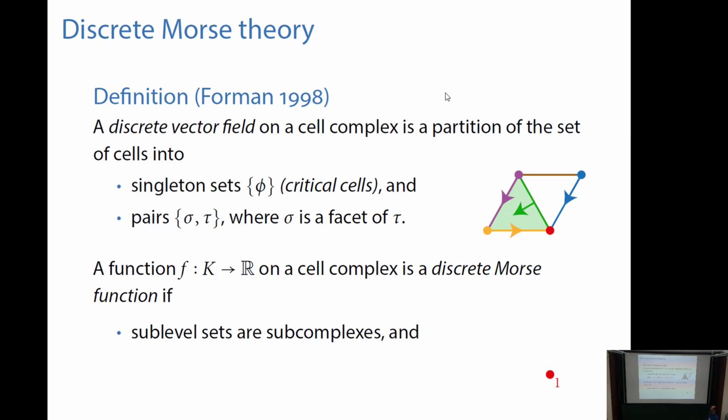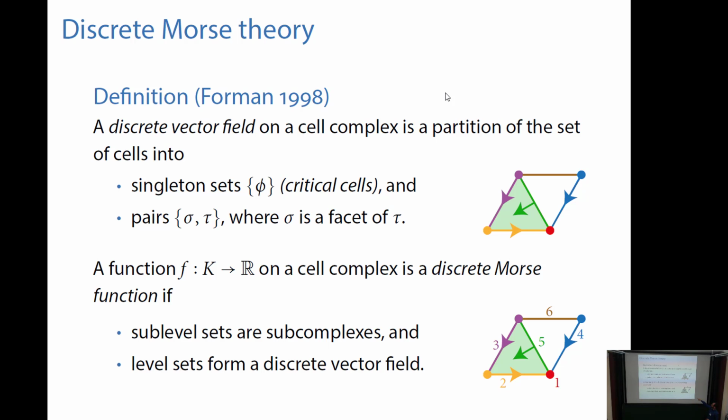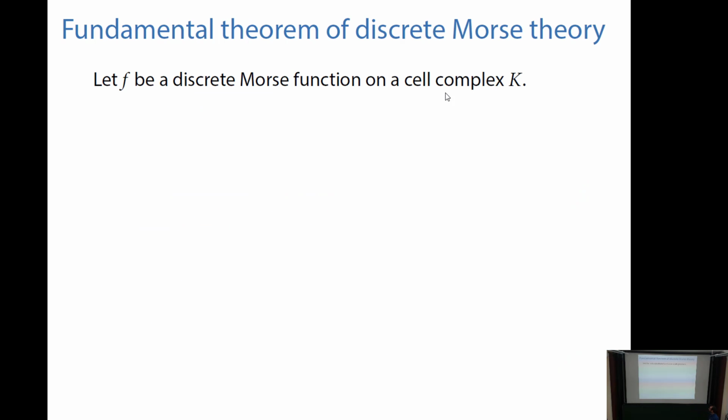We also have a notion of discrete Morse functions whenever we have a function which describes a filtration, so sublevel sets are always subcomplexes. If the level sets, so the sets of cells with the same function value, actually form a discrete vector field, then we call such a function a discrete Morse function. And the vector field defined by a discrete Morse function is called a discrete gradient.